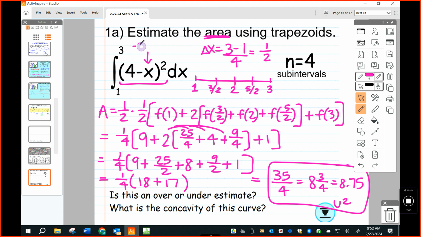This is the same as negative x plus 4, quantity squared, which is the same as x minus 4, quantity squared. That's a horizontal reflection. And when you reflect a parabola horizontally, nothing happens. And then that's going to shift to the right. So that looks like that. It's concave up. So if I draw trapezoids, what's it going to be? It's going to be an overestimate. Concave up, the trapezoid is going to stick out over. Okay, how can we calculate the exact area under that curve without doing a limit?